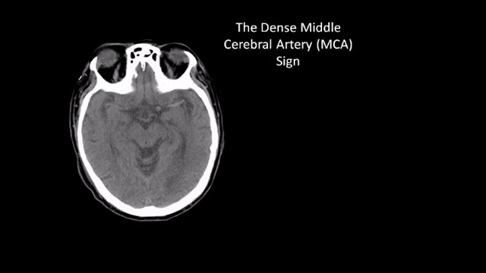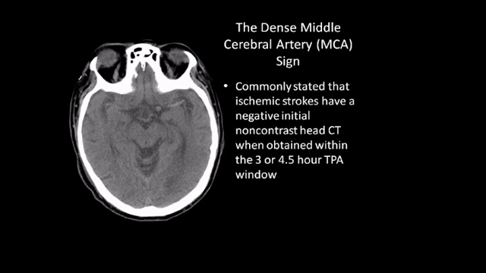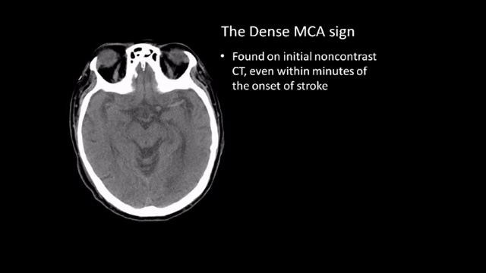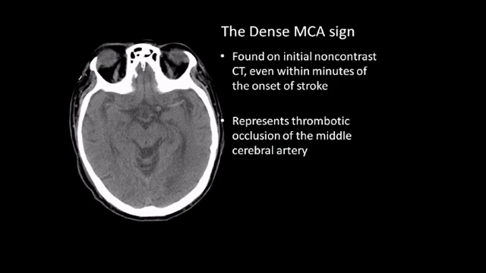Today we'll discuss the dense middle cerebral artery sign, or MCA sign. It is commonly stated that ischemic strokes have a negative initial non-contrast head CT when obtained within the 3 or 4.5 hour TPA window. The dense MCA sign is found on the initial non-contrast CT even within minutes of the onset of stroke. It represents thrombotic occlusion of the middle cerebral artery.